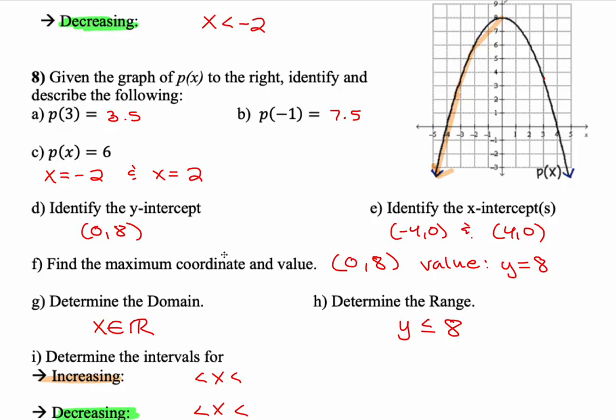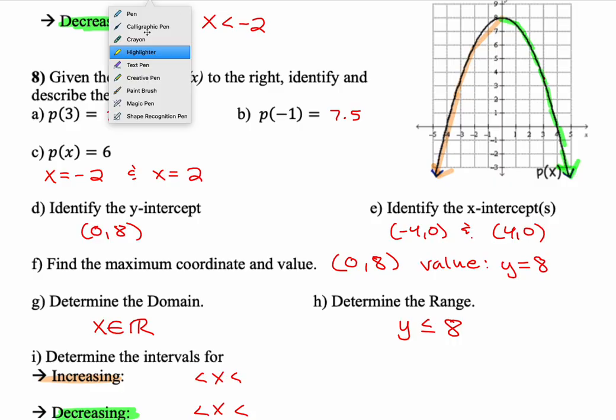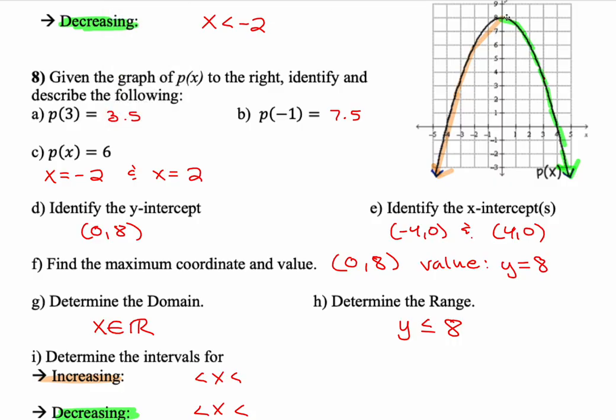So now I have to switch colors to green because it's now going to decrease. So it's going down, down, down, down, and it comes to an arrow. So that means it's going to keep going down. So it doesn't turn back up, so it's not going to turn back into orange. So our turning point was here.